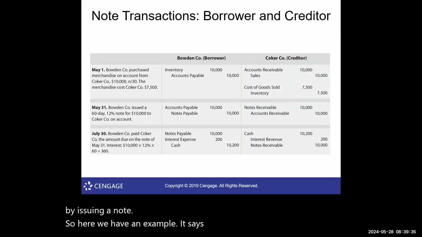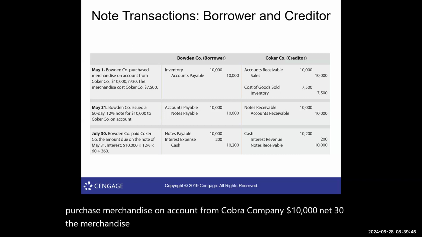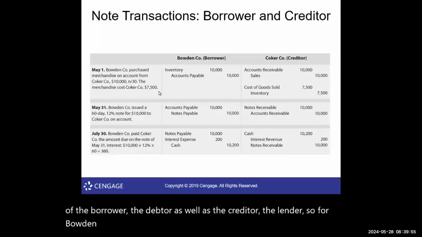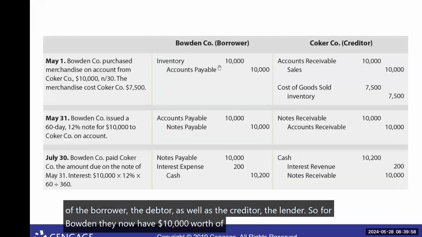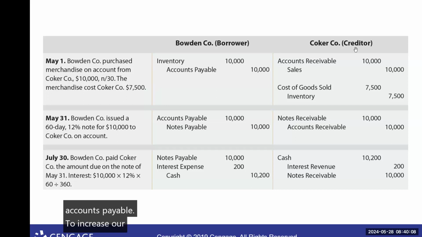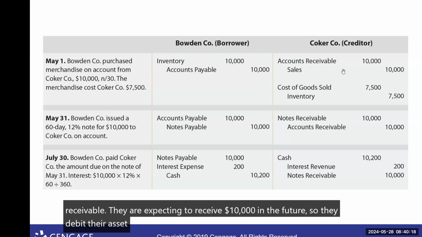It says on May 1st, Bowden Company purchased merchandise on account from Coker Company, $10,000, net 30. The merchandise cost Coker $7,500. So we see it from both the perspective of the borrower, the debtor, as well as the creditor, the lender. For Bowden, they now have $10,000 worth of inventory. So the journal entry is to debit inventory for $10,000 to increase the asset, and to credit accounts payable to increase our liability. Now on the creditor side, they debit accounts receivable. They are expecting to receive $10,000 in the future. So they debit their asset account, and they credit sales, the revenue account, to show the increase of $10,000.